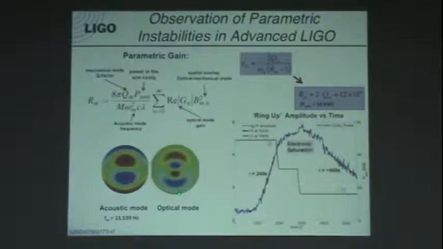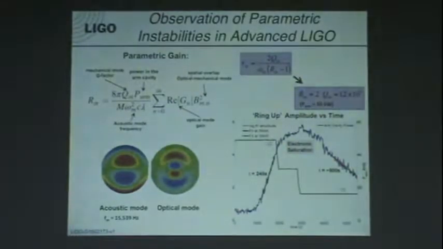And here's a good example of an optical mode that couples to an acoustic mode. The overlap function here is only about 0.1%. But in fact, when you turn this on, this is time on the axis, and this is laser power at 50 watts. And you can see after a period of time, there's a time constant associated with each of these modes. The mode starts to ring up. So it has a ring up time of about 240 seconds.